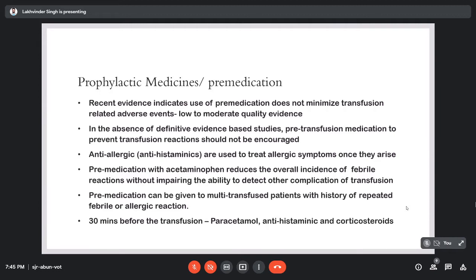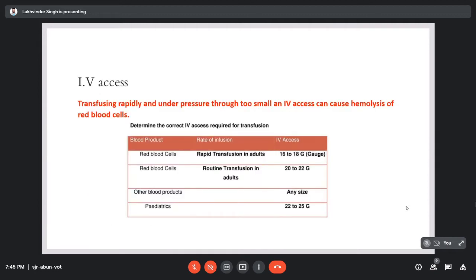But if you are giving steroids, like when the patient is thalassemic, dependent on transfusion, having repeated allergic reactions, so you have to prevent that reaction. In that particular case, steroids are indicated, but they have to be given at least 2 to 4 hours before the transfusion. So timing of pre-medication is also very important to get the desired effect.